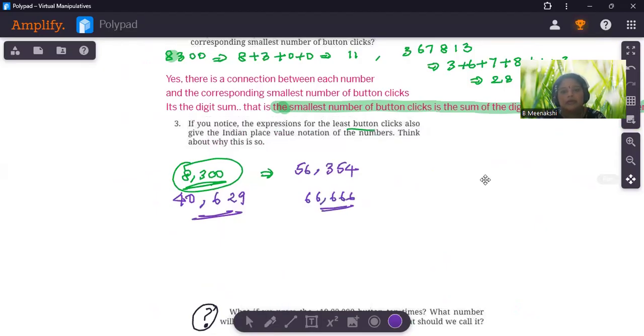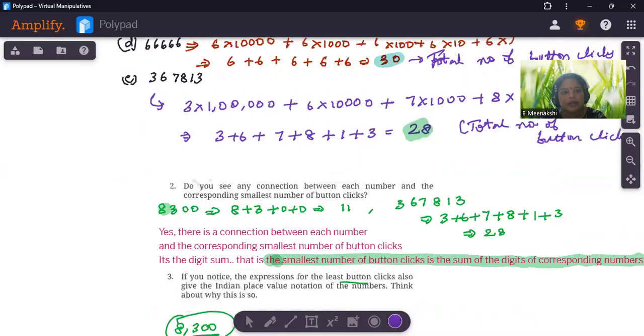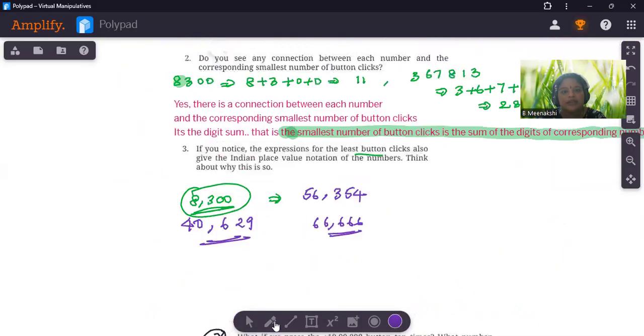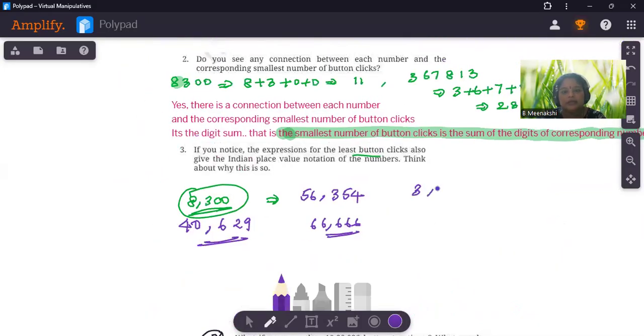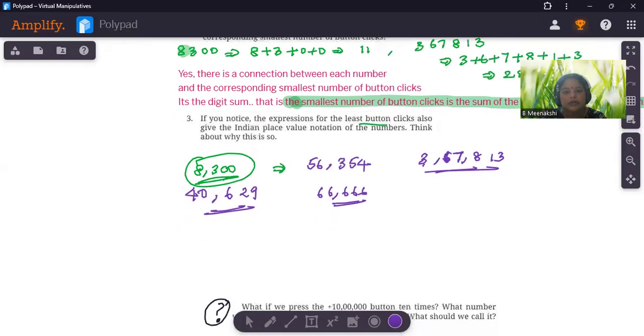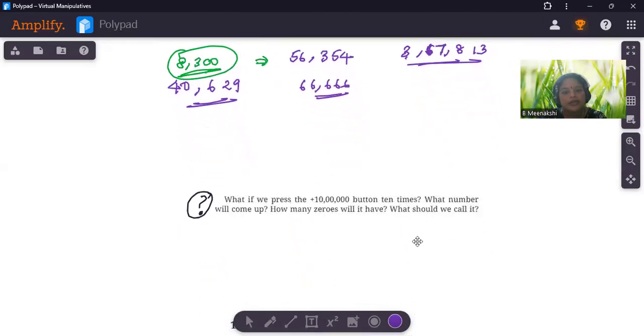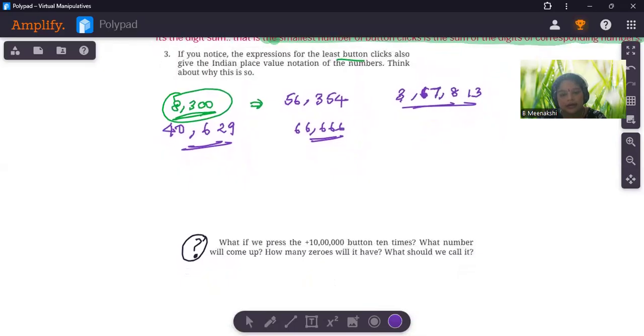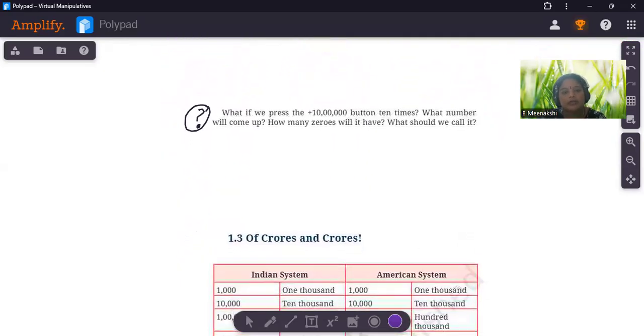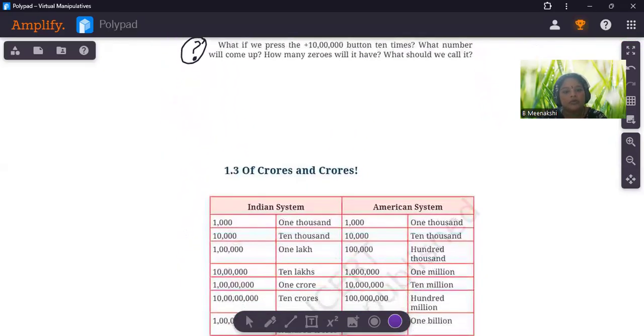Yes, this way. Similarly, for 3,67,813, we will put a comma after 3 and we will put a comma after 67. So we will read it as 3,67,813. Okay. So why is this so? We will analyze it in the subsequent topics.